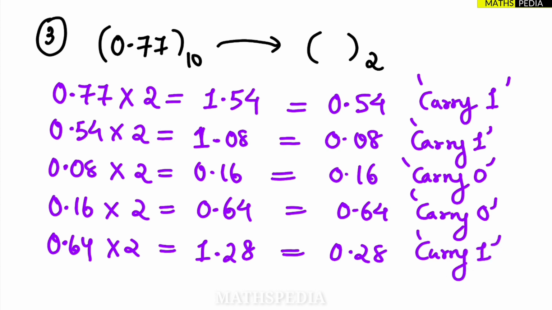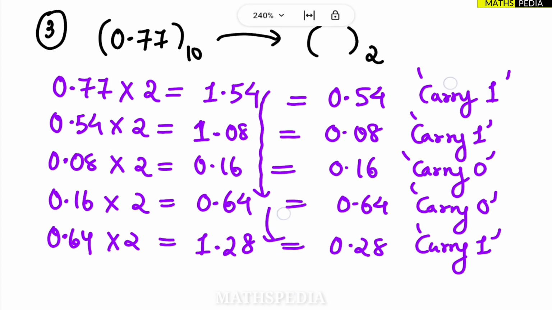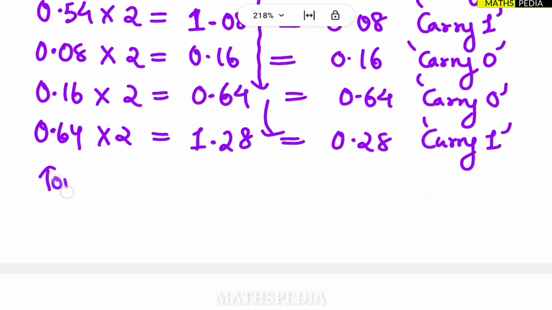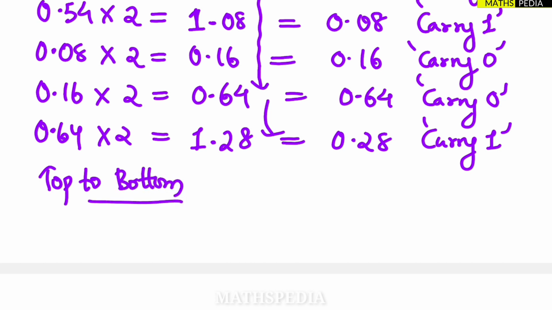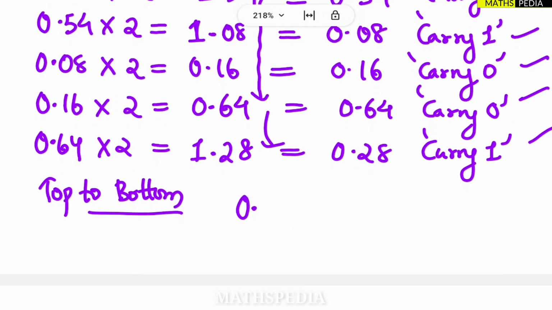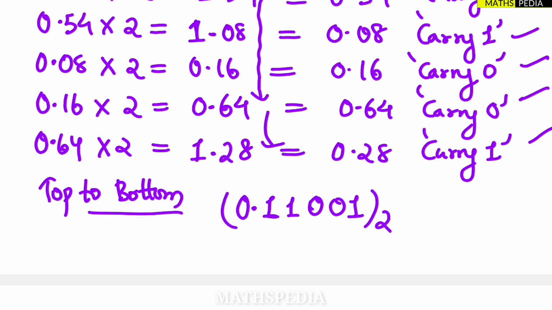So here we are again getting 1 as the value. It is again in increasing order. From here to here it was decreasing, then it started increasing. That means we cannot stop the procedure, so we can write the answer as an approximate value. Again from top to bottom we have to write. First you put 0 point, then from top to bottom 11001, base as 2. This will be the final answer.